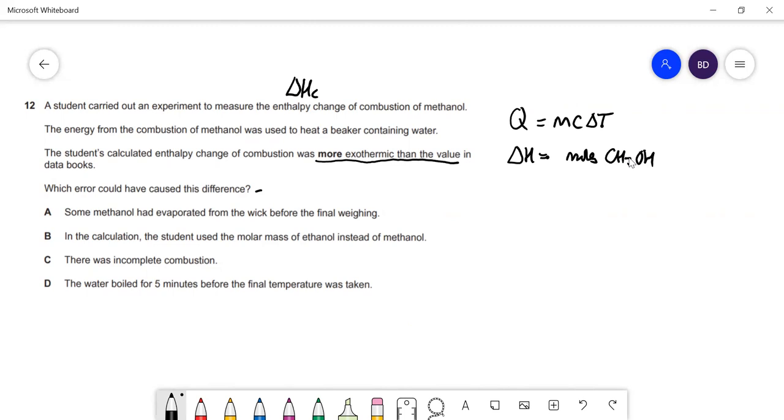And we also know the number of moles of methanol is going to be equal to the mass divided by the Mr. So that means I'm going to combine this equation. Delta H is equal to Q, the value of Q we just calculated, divided by the moles of methanol.